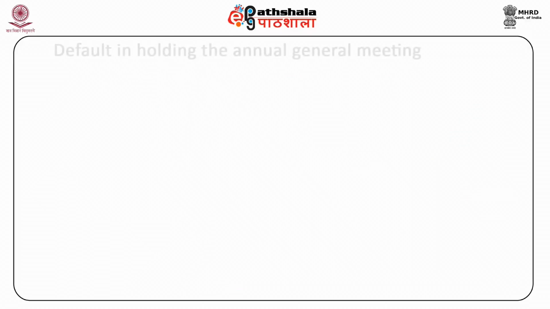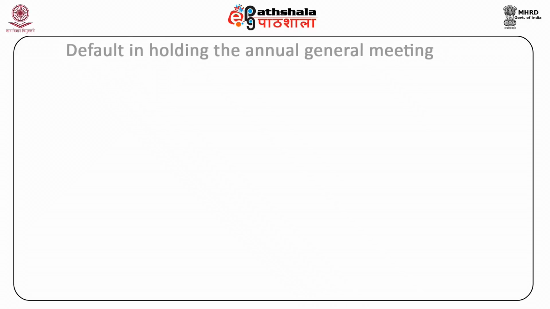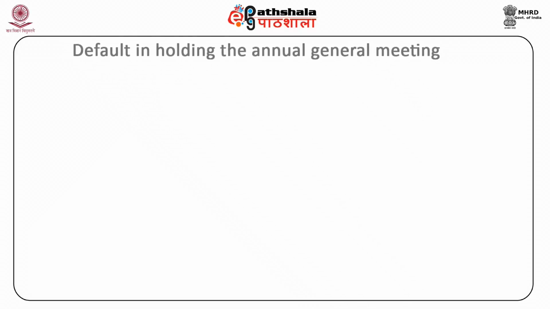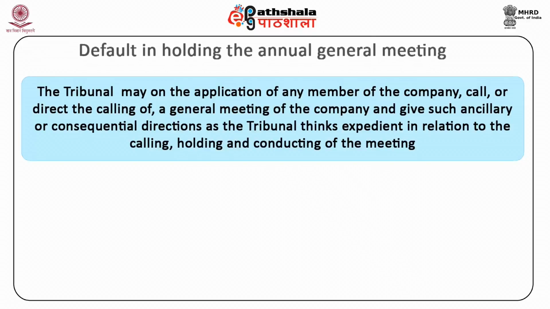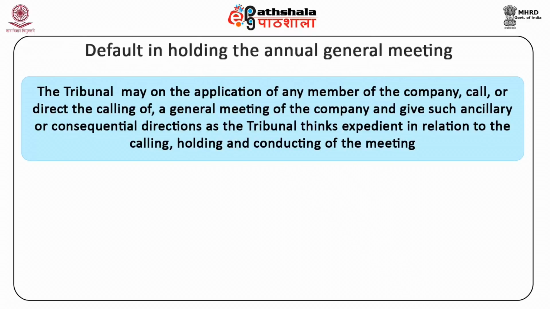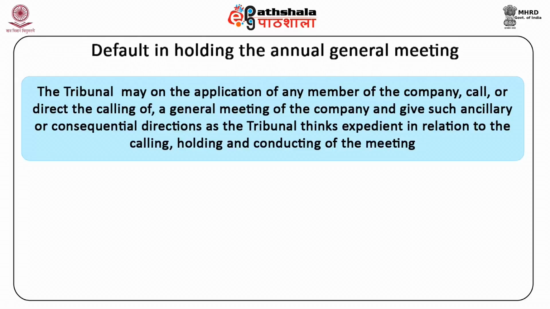Default in holding the annual general meeting. If default is made in holding an annual general meeting in accordance with Section 96, the Tribunal, that is, the Company Law Board, may, on the application of any member of the company, call or direct the calling of a general meeting of the company and give such ancillary or consequential directions as the Tribunal thinks expedient in relation to the calling, holding, and conducting of the meeting.